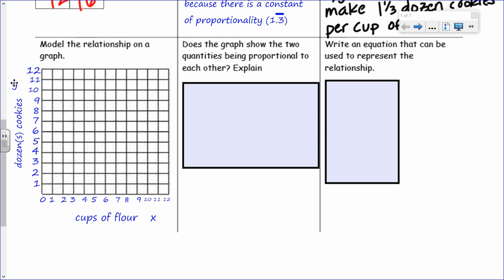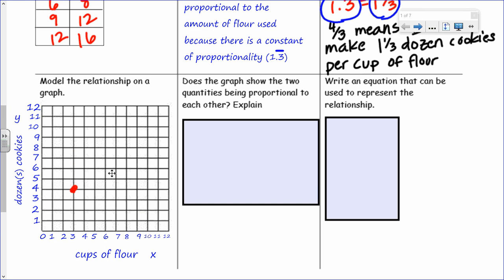So let's go ahead and graph. If I have 3 cups of flour, I can make 4 dozen cookies. That was the one that was given to us. Keep going and graph those points from our table. So take these points and graph them here. Pause it, and then when you unpause, see if you got it right. 6 to 8, 9 to 12.